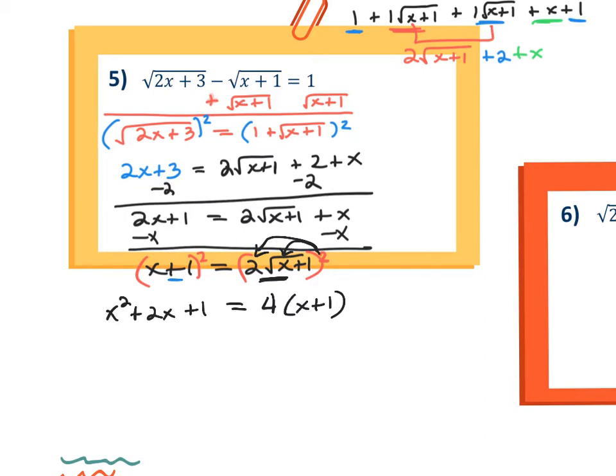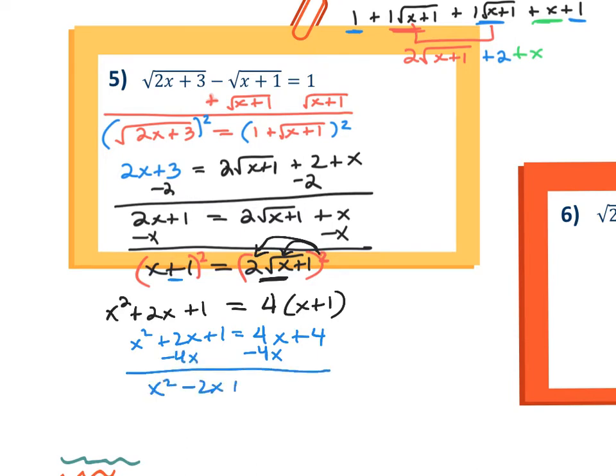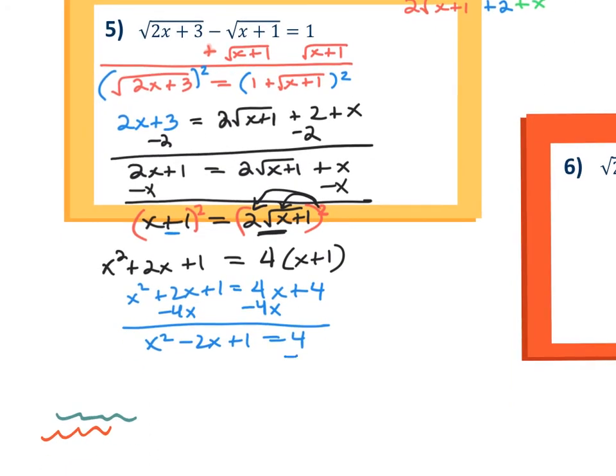So the next thing I need to do is start to try to combine my like terms. I'm going to go ahead and distribute the 4. Let me rewrite the left side. And now I need to start grouping my like terms. So I'm going to move the 4x first. x squared minus 2x plus 1 equals 4. Next I need to move the 4. x squared minus 2x minus 3 equals 0.